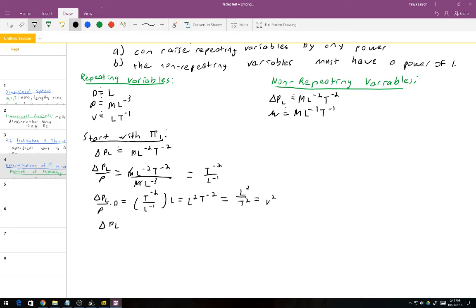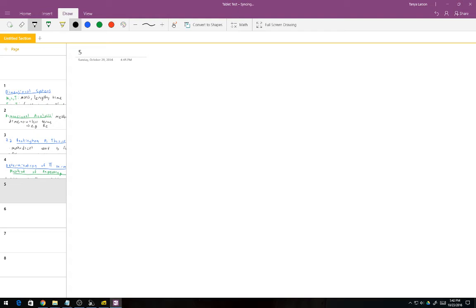delta P L over rho times D is equal to V squared. Or if I put this in dimensionless form, I could just reduce this to pi 1 is equal to delta P L D over rho V squared. And that would be my pi 1 term: delta P L times the diameter over rho times V squared, and that becomes my first pi term.